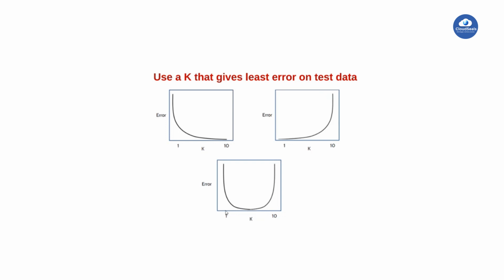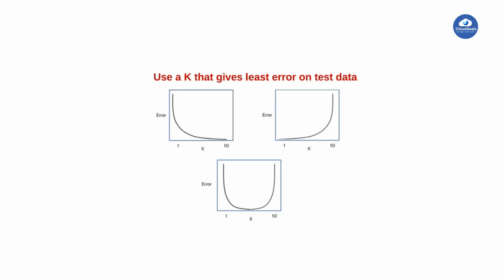What are we doing here? Here we are checking K from 1 to 10. We will build one model using K equal to 1 and calculate the error. Then, by assigning 2 to K, we will build a model and calculate the error. By assigning 3 to K, we will build one model and calculate the error. Like that, we'll repeat the same steps until we apply the value 10 to K.